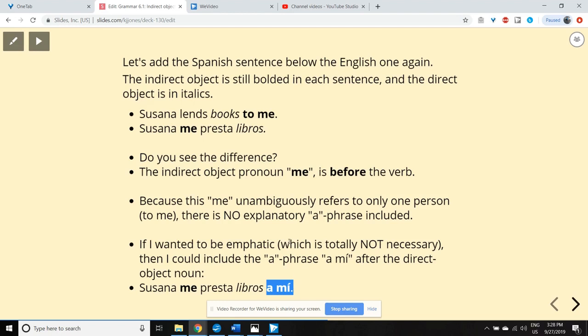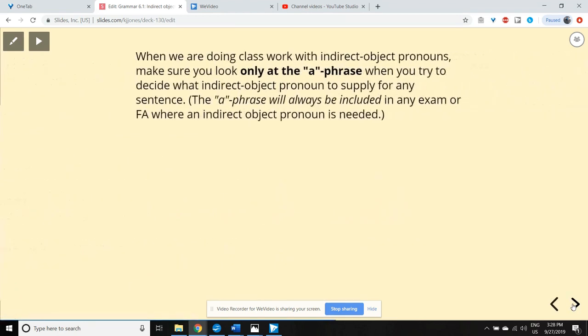Emphasis. If you just wanted to state it flat out, Susana lends books to me, like that, then no a mí at all, just this sentence. Susana me presta libros. Totally normal. Who me is doesn't need explaining. So when you explain something that doesn't need explaining, what you end up doing is being emphatic. Got it? Good. Let's go on.